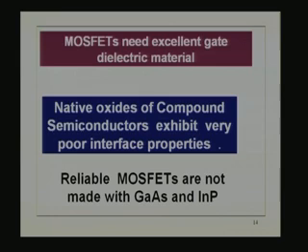So, MOSFETs actually need very excellent gate dielectric material. We do not have it in the case of gallium arsenide. Native oxide of compound semiconductors exhibit very poor interface properties. This is summing up what I have said. Very poor interface states are given by that. So, reliable MOSFETs are not made with gallium arsenide and also indium phosphide. I just did not say indium phosphide. For indium phosphide, the situation is worse.